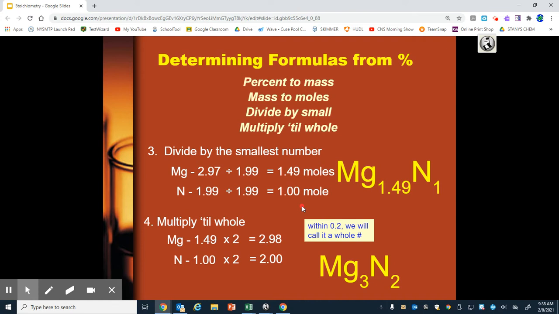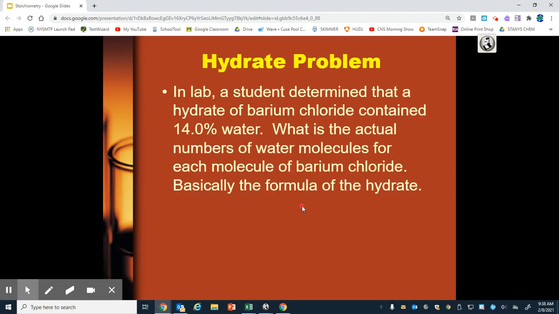I think I'm going to have to write on a piece of paper, because this program does not work well with writing with a mouse. So here's the problem. A student determines that a hydrate of barium chloride contains 14% water, and they want to know the actual number of water molecules relative to the barium chloride.